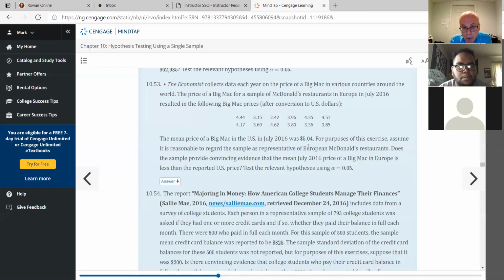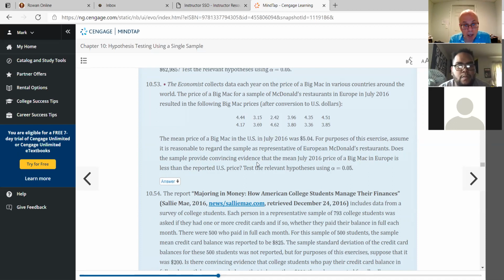So here's your sample data. And then they're giving you what happened in the US. For purposes of this exercise, assume it is reasonable to regard the sample as representative of European McDonald's restaurants. All right, so that little statement there says random sample. That's why they're saying it. So that's going to be step 2.